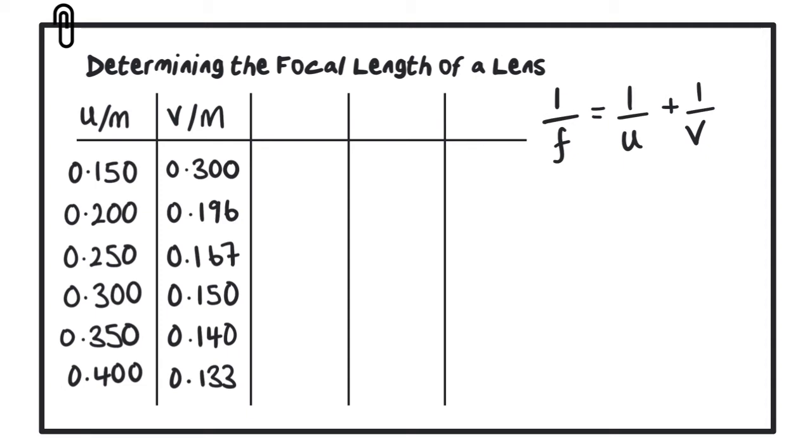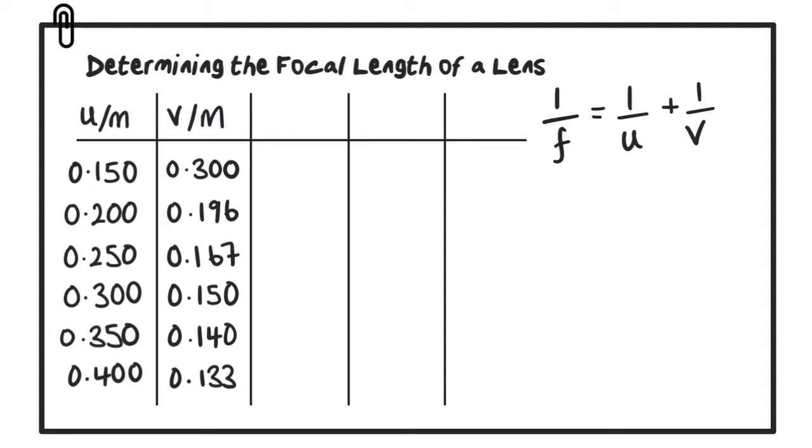There are two methods that we can use to find f. We can use a graphical method, or we can use a calculation. First of all, we're going to look at the graphical method. In order to use the graph, we need to plot a straight line graph, which means we'll need to manipulate our equation somewhat so that we can figure out what value we should plot on the x-axis and what we should plot on the y-axis that would result in a straight line.